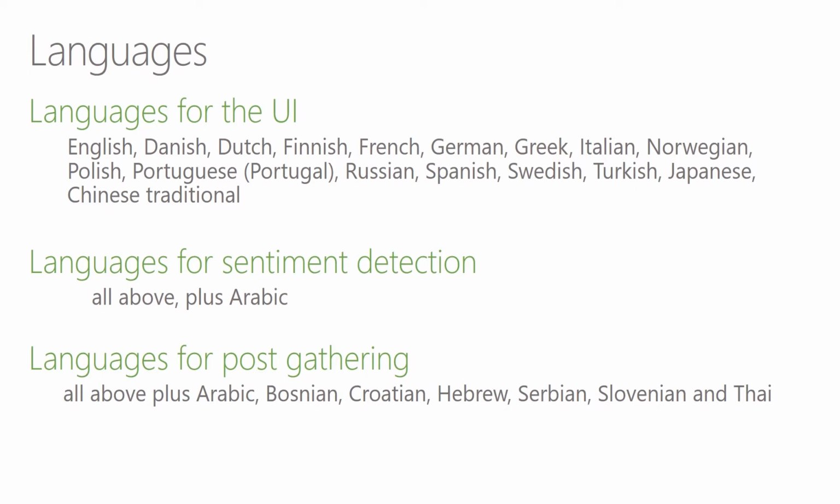And for our languages, as we've discussed previously, we have a few different choices, as you see. We have choices for our UI language so that our users can participate in the language that's most comfortable for them. In addition to those UI languages, we have our sentiment detection languages, which gives us all of these as well as Arabic. And then we have languages for post gathering, so that when we're defining our searches and we go out and get that information, it can be in any of those above languages as well as these on the list down below.